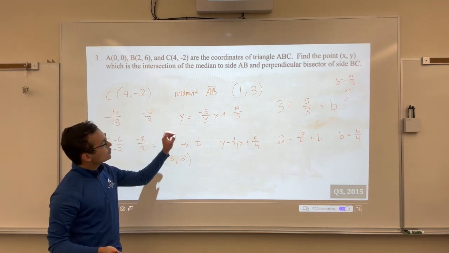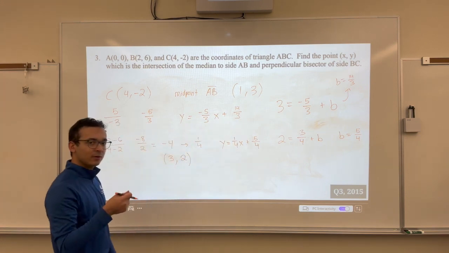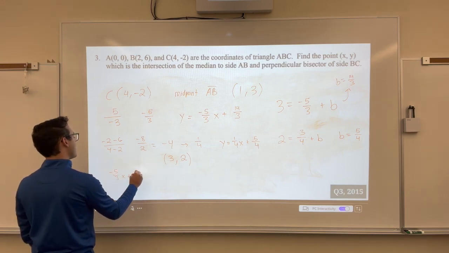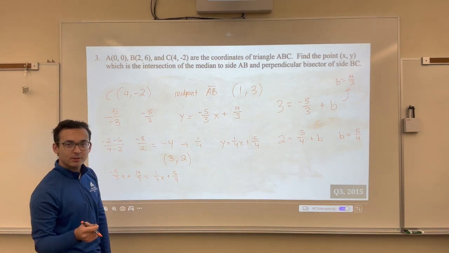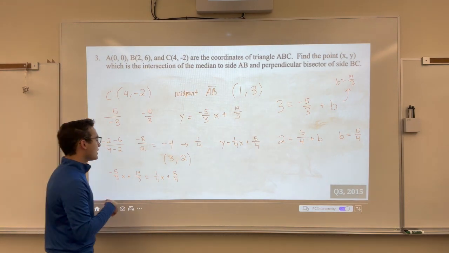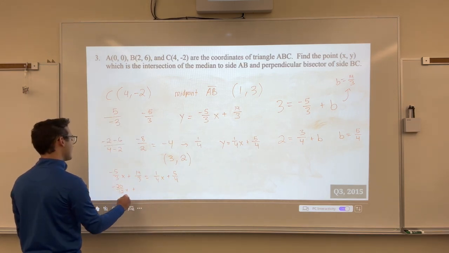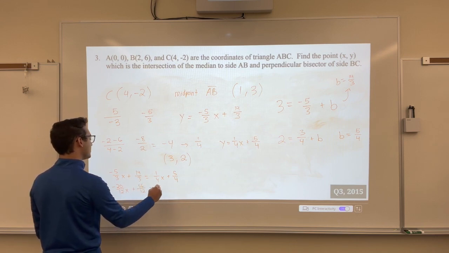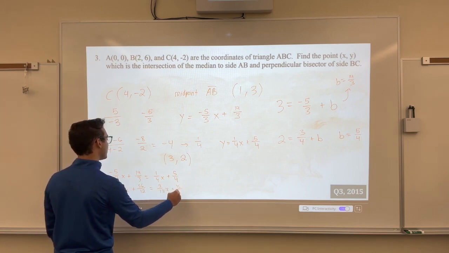And now we have two equations, both in terms of y. So let's set the right sides equal to each other to solve for x. So we say that -5 over 3x plus 14 over 3 is equal to 1 over 4x plus 5 over 4. Now, it would be nicer if we had a common denominator, and so that common denominator would be 12. So we can say that negative 20 over 12x plus 56 over 12 is equal to 3 over 12x plus 15 over 12.